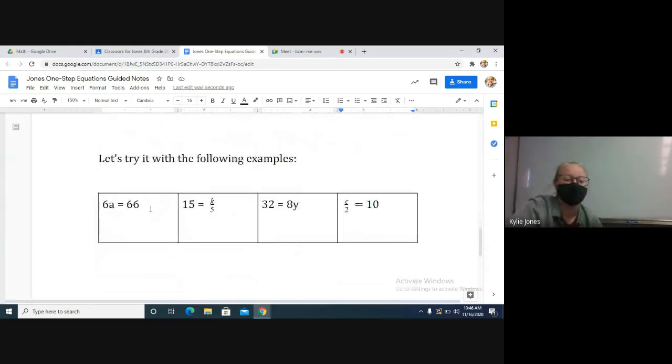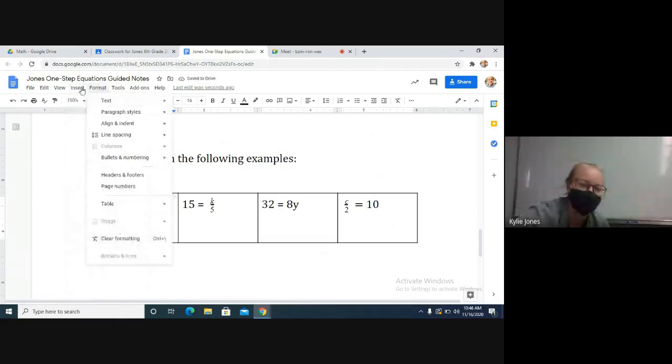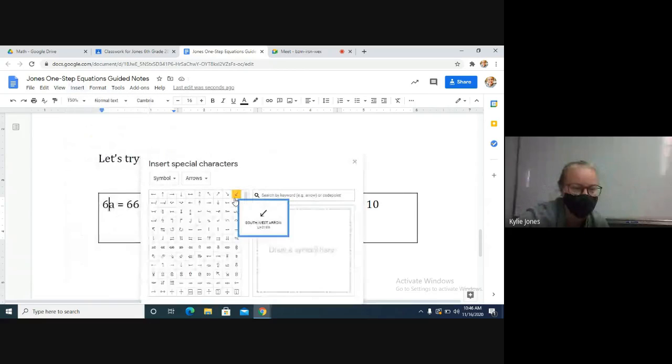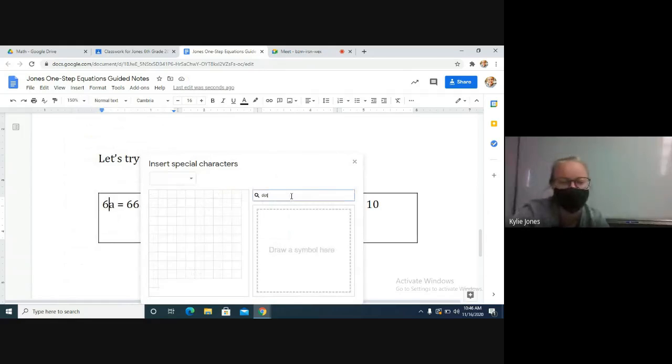So let's do a couple examples. First off, this one right here doesn't have anything in it. 6a equals 66. Is this multiplying or dividing? Multiplying, good. 6a means 6 times a, but we don't use an x or the multiplication sign because that looks like a variable, right? We've talked about that. Sometimes they'll put a parentheses or a dot to symbolize multiplication. Let me see if I can find one.